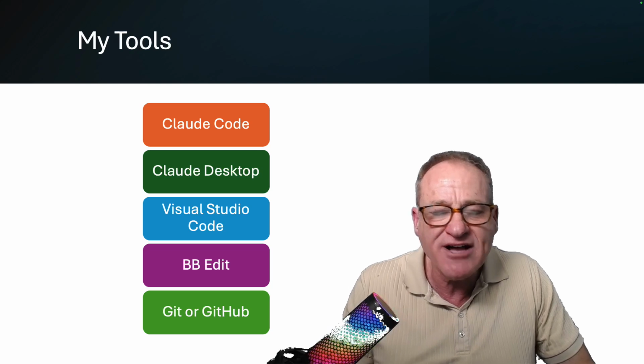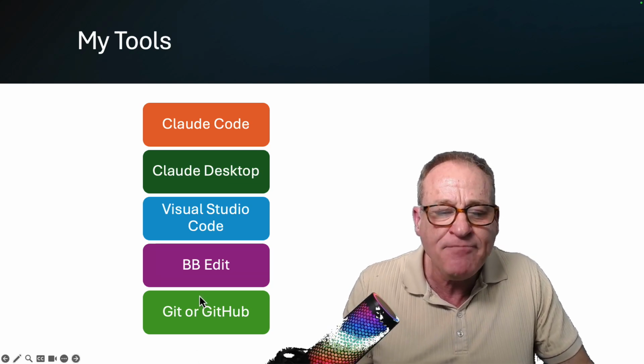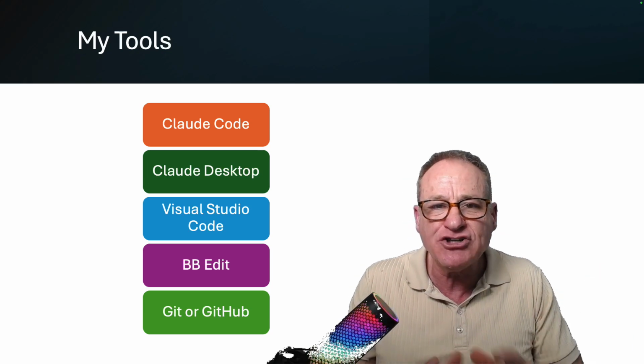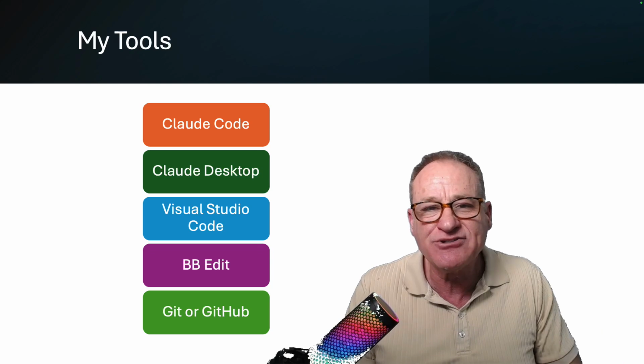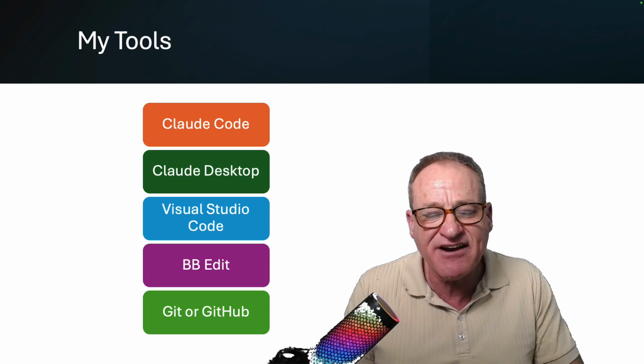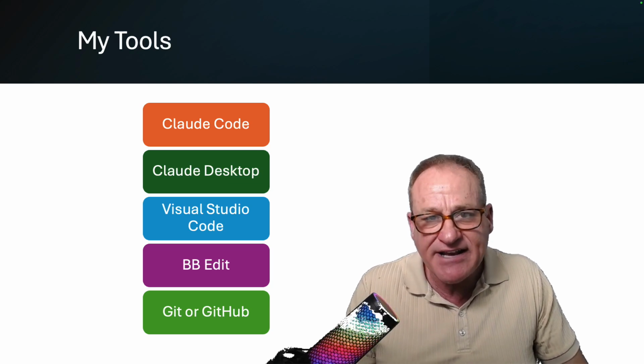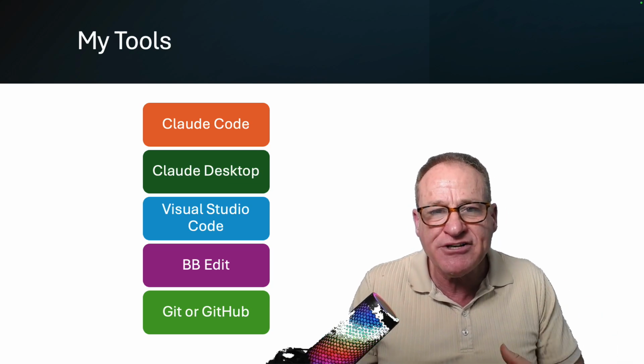So we're going to have Claude Code writing the code for us. Claude Desktop is going to help us with the planning. We're going to use Visual Studio Code so that you can just watch it and I can talk through things as it's happening. I've got a text editor I like to use called BBEdit. It's pretty much unnecessary with Visual Studio Code, but it's going to show up on the screen, so I want to make sure you saw it. And then we're going to be using Git. You could be using Git or you could be using GitHub.